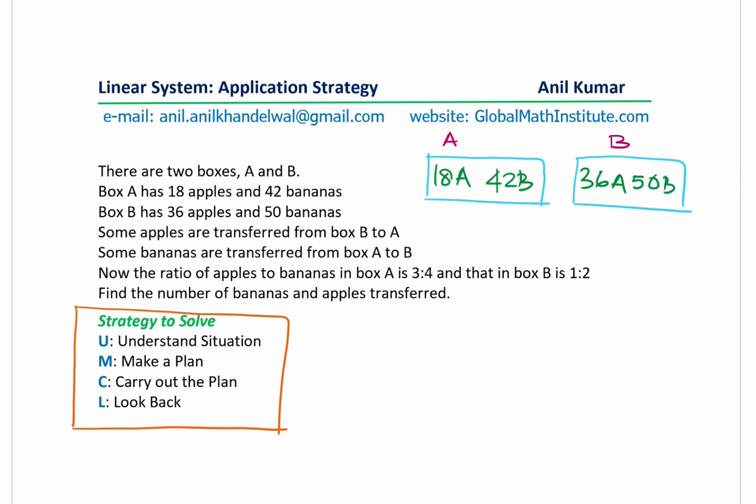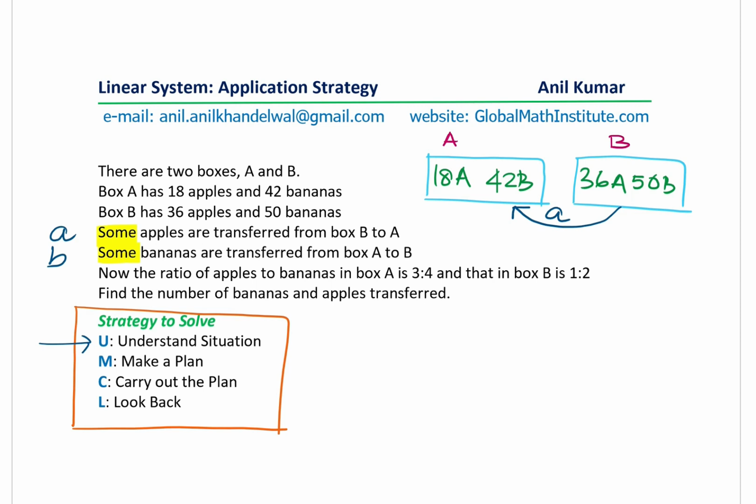So we have apples and bananas in these boxes. Some apples are transferred from box B to A. Some bananas are transferred from box A to B. Now, whenever we say some, we don't know how many, right? So this is something very different. How many? We don't know. So we will assume that the number of apples being transferred is A and the number of bananas is B. That is how we are trying to understand the situation. You get an idea, right?